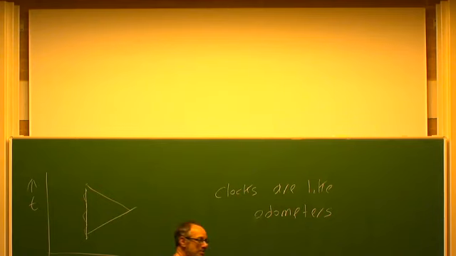Okay, so the slogan is clocks are like odometers. Remember, the odometer is the thing in your car that tells you how far you've driven. And remember also that if you are in your car and you start at point A and you drive and you get to point B, that's not enough information to tell how much mileage has elapsed on your odometer, because there are lots of different ways to get from point A to point B.